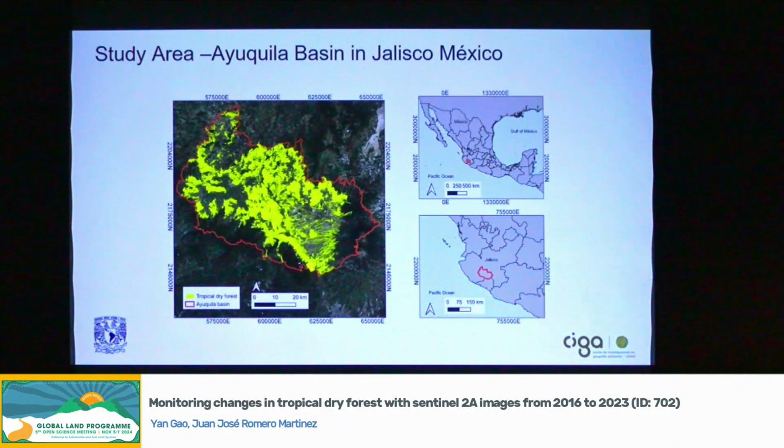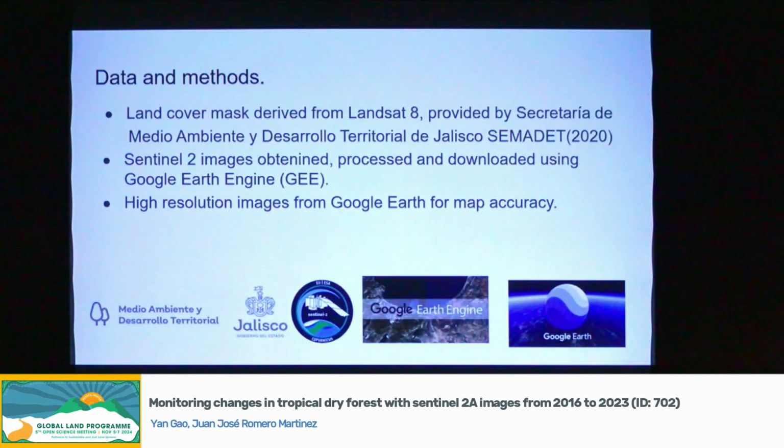The study area is located in the central western part of Mexico. It's a river basin called Ayuquila. In that basin, about 24% is tropical dry forest, and 12% is temperate forest composed of pine and oak. The flat center area is designated for agricultural activity, and on the slopes the tropical dry forest is mainly distributed, used for shifting cultivation. The data used here come mainly from Sentinel.